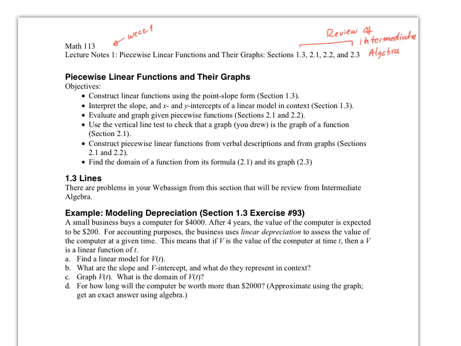functions and finding linear functions using the point-slope formula, which is y minus y1 equals m times x minus x1. And then the special case of this one, which is y equals mx plus b. You can also find linear functions using the x and y intercepts. And the idea is to interpret what the slope means and do linear models in context, which is this part right here, this problem.